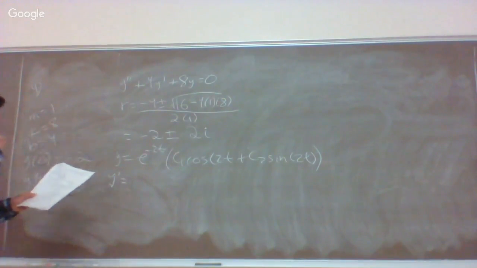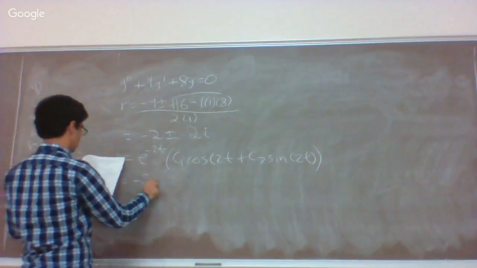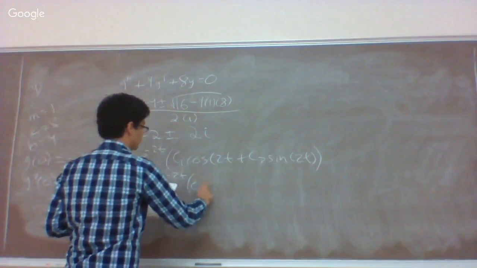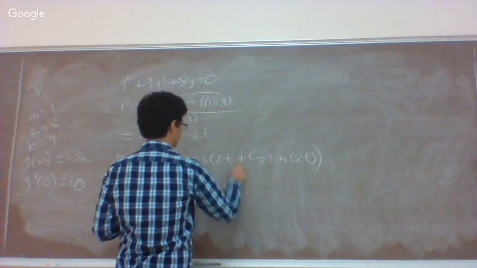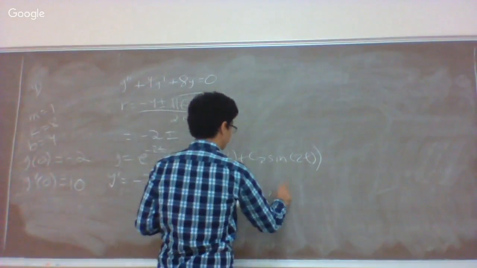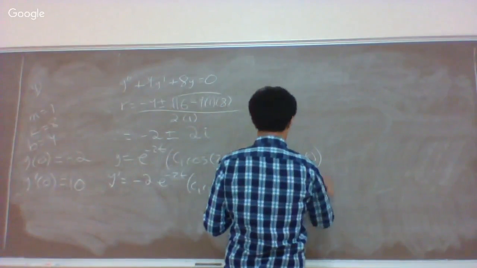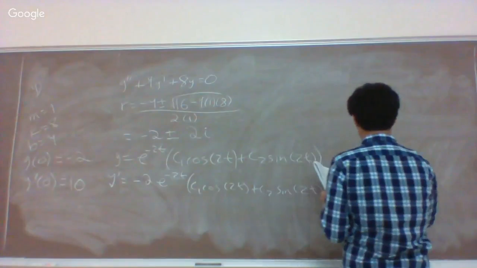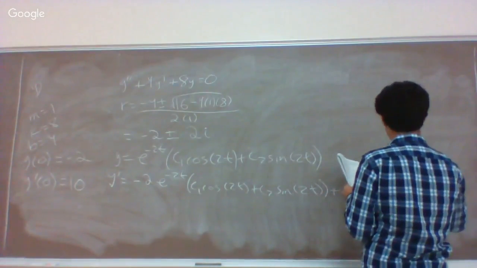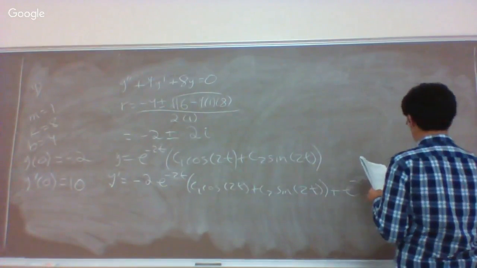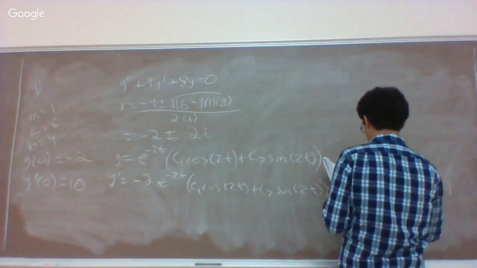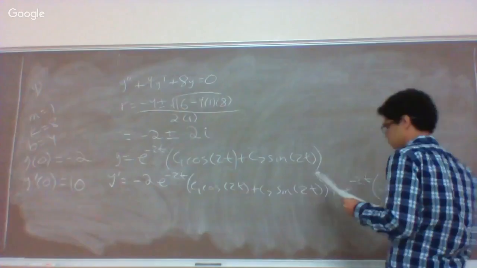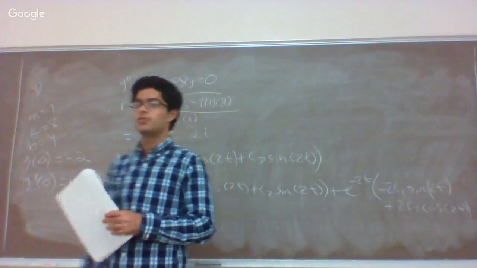If I take the y prime of that, I get -2 e to the -2t times the quantity c1 cosine of 2t plus c2 sine of 2t, plus the quantity e to the -2t times the quantity -2 c1 sine of 2t plus 2 c2 cosine of 2t. Sorry if I'm going fast.